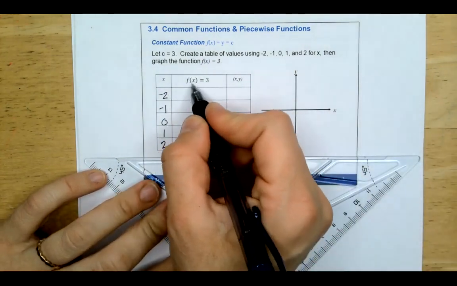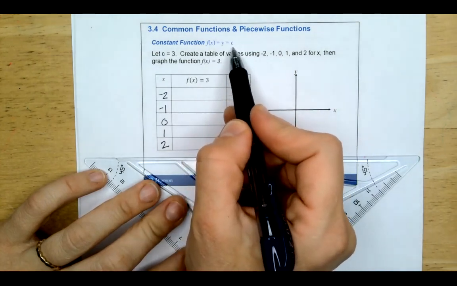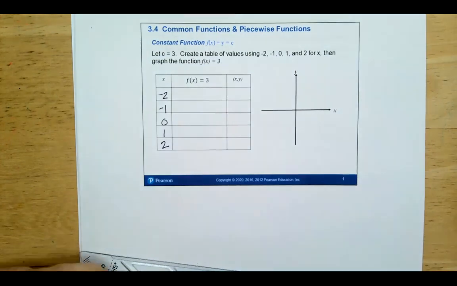So all this equation says is y equals, and then a c for constant. Y equals a number. We've covered this.